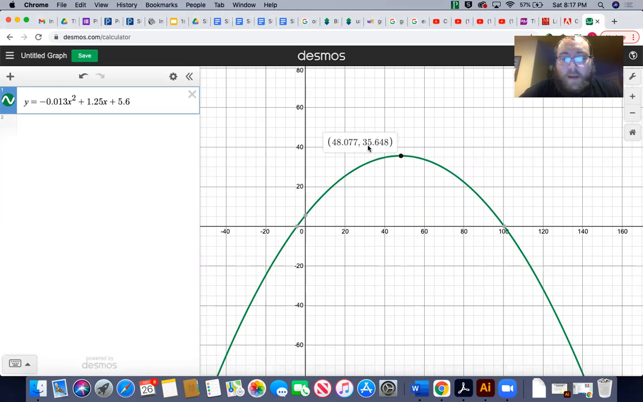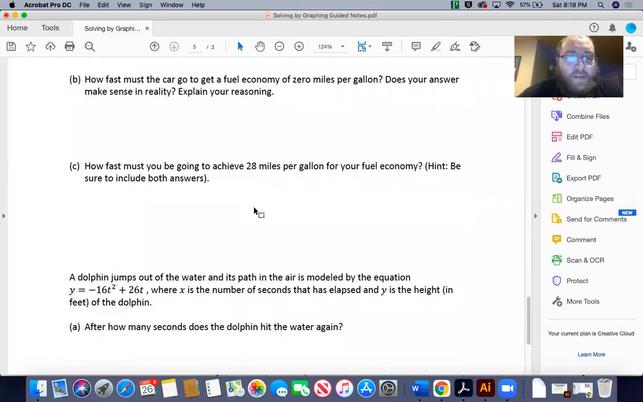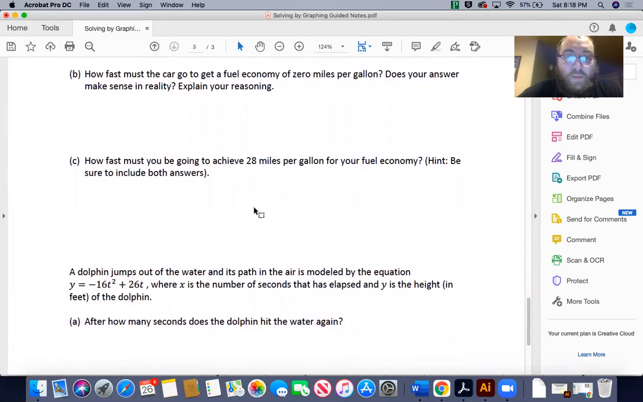Okay, so at 48 miles per hour, the fuel economy for a car that this models, and this is actually pretty close. I did a bunch of research for this question when I wrote it on older sedans, like early 2000 sedans. It's around 48 miles per hour. Okay, it's the best fuel economy. So how fast must the car go to get a fuel economy of 0 miles per gallon?